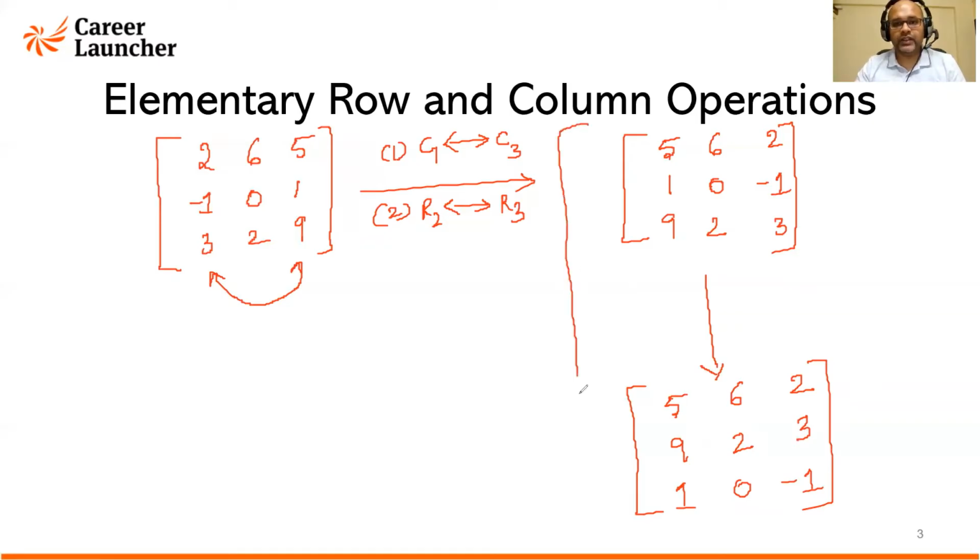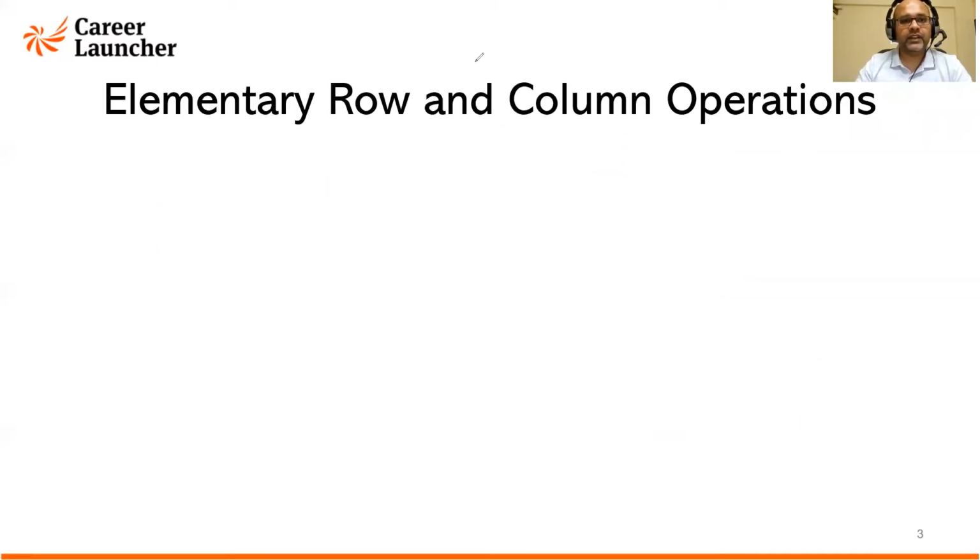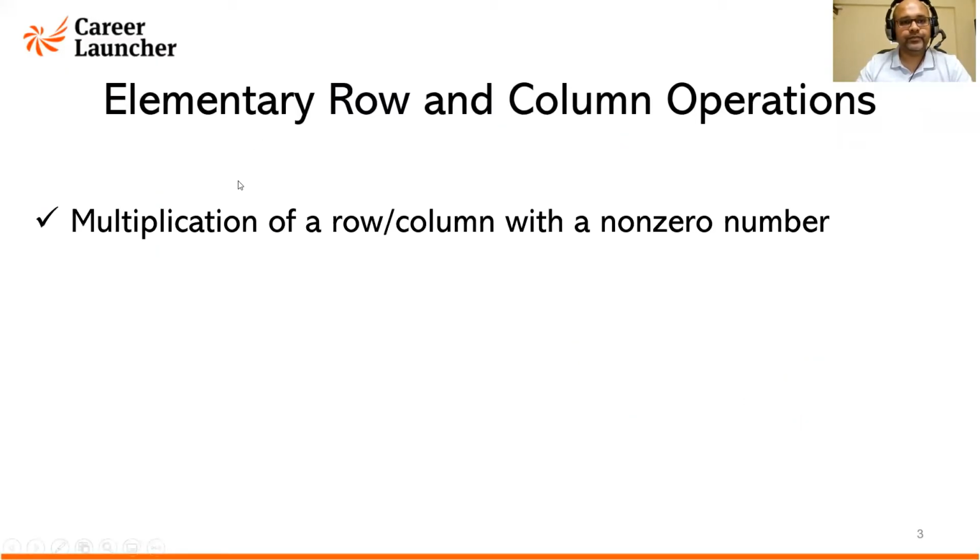So this entire process is called row and column interchange operations. This is one of the elementary row and column operations. There are actually 3 operations that you can do. Interchanging of rows or columns is the first that we have learned. Right? Let's look at the second.